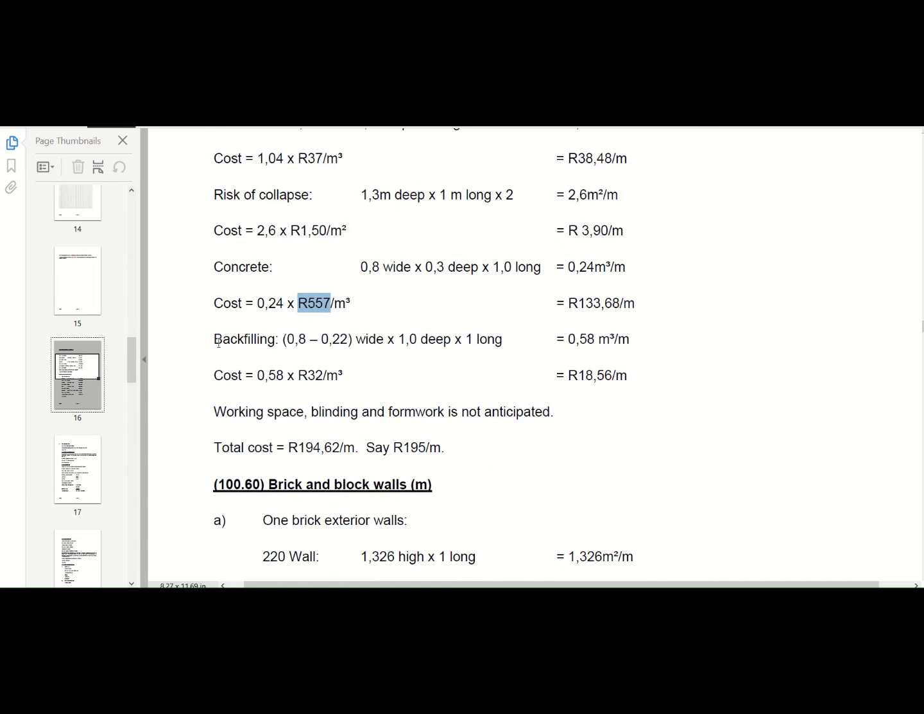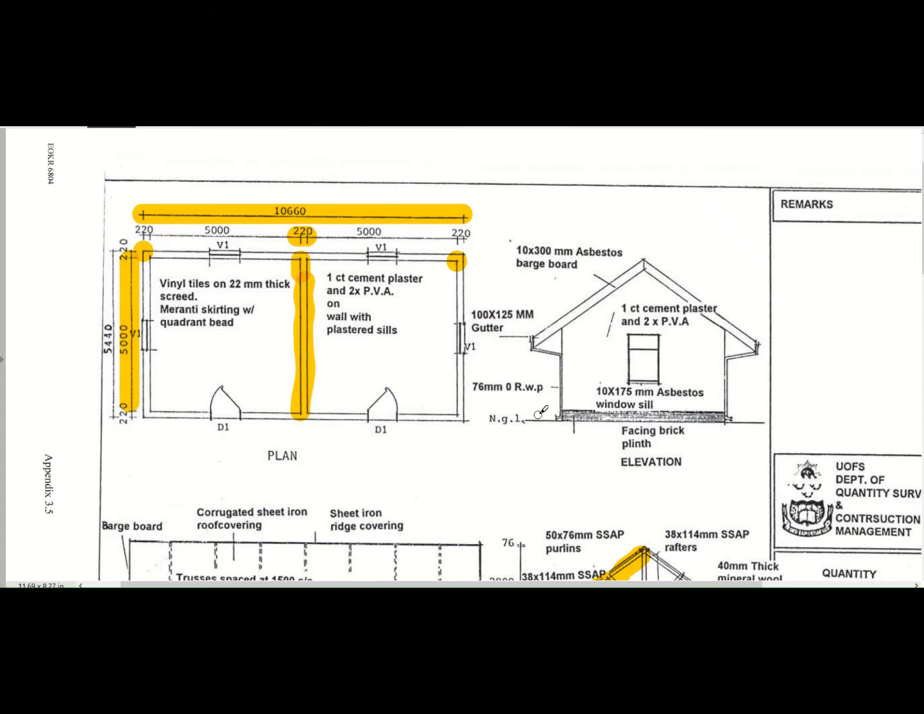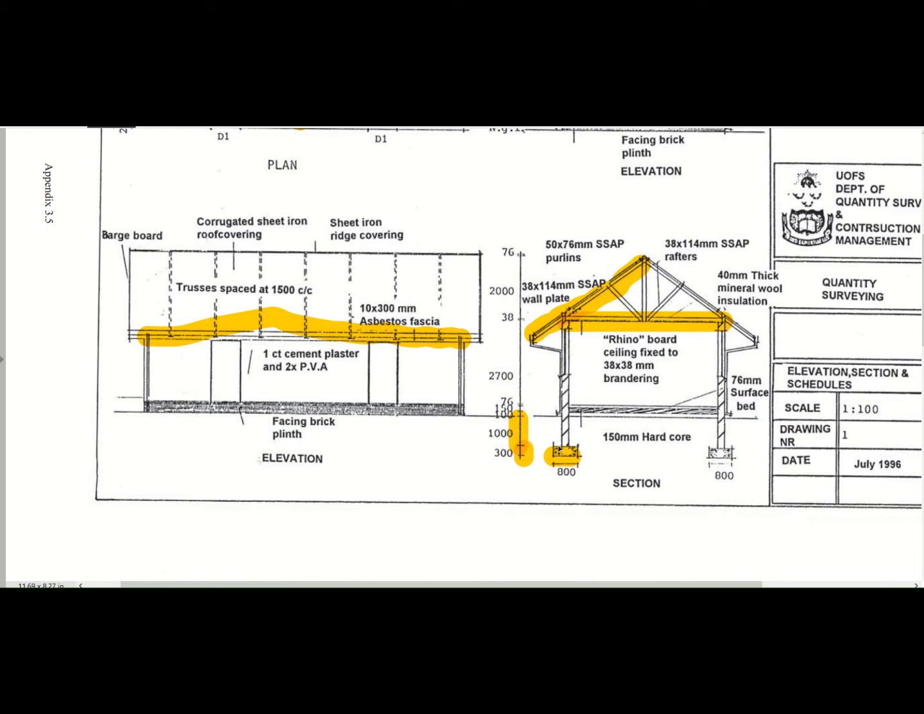Then we've got backfilling. You measure it per cube again. I'm not going to do too much on this, but it's basically you've got your strip footing minus your wall that you've got there, so it's on the side of your wall. If I just go to the drawing again, it's basically this section that you have to backfill, that 1 meter deep, 800 millimeters wide, but you don't include your brick wall in that.